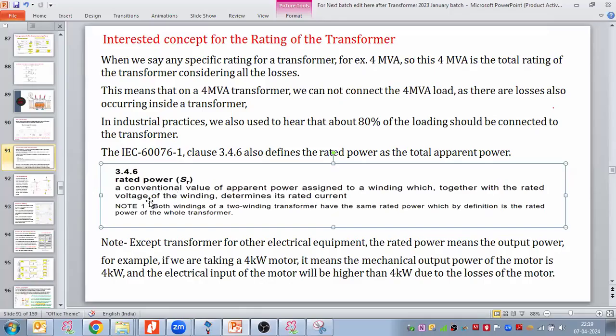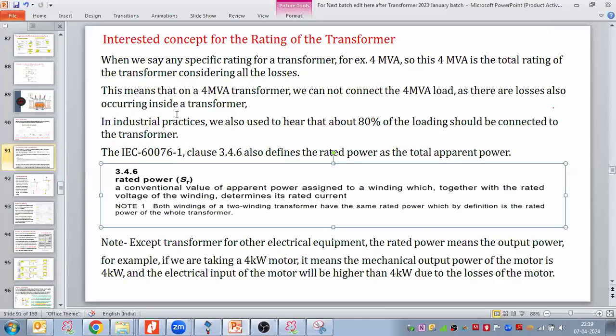So IEC is defining a conventional value of apparent power assigned to a winding, which together with the rated voltage of the winding determines its rated current. Both windings of a two-winding transformer have the same rated power, which by definition is the rated power of the whole transformer. So they are telling that the voltage, which determines the current, and apparent power should be the rated power of the transformer.